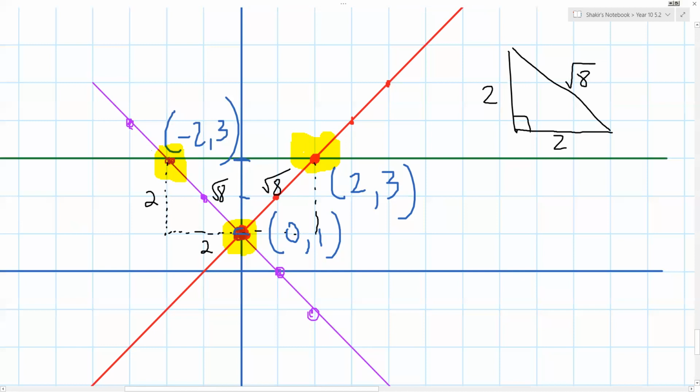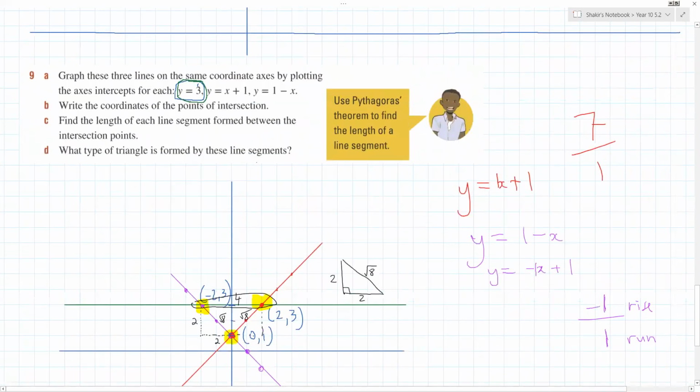And this distance over here, that's just a horizontal distance. We can count the squares. 1, 2, 3, 4. So that's 4. Square root 8, square root 8, and 4. So this is a harder question. This is a problem-solving question. Find the length of each line segment. So square root 8, square root 8, and 4. What type of triangle is formed by these line segments?